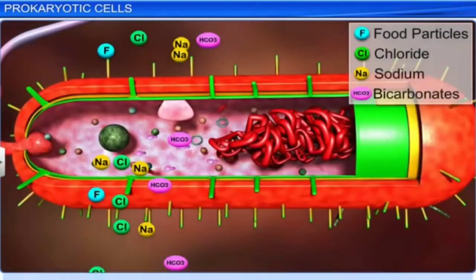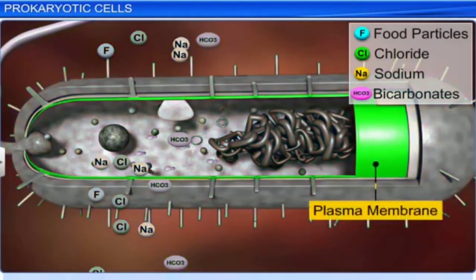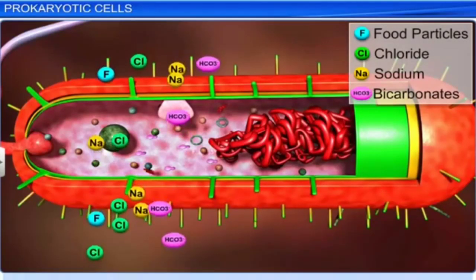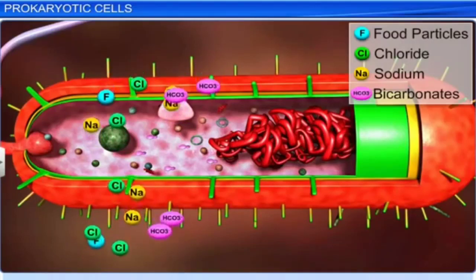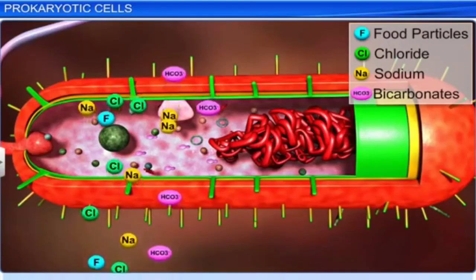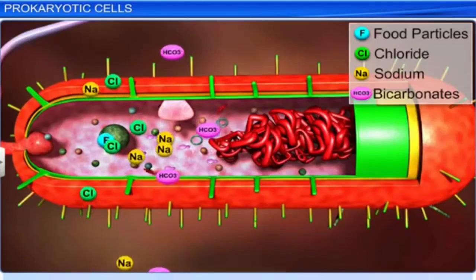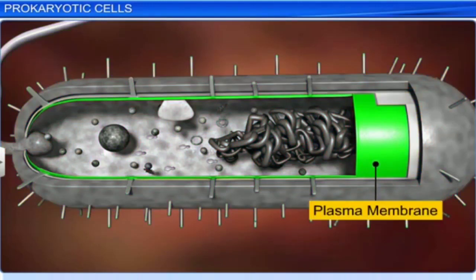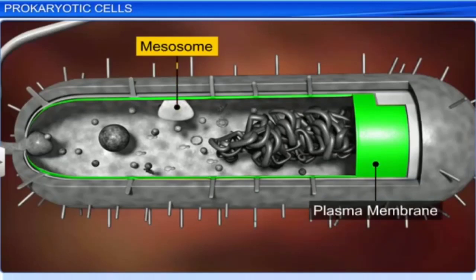The cell wall is followed by the semi-permeable plasma membrane, which controls the entry and exit of small molecules like food particles and ions like chloride, sodium, and bicarbonates. Often, the plasma membrane extends into the cell, forming the mesosome, a membranous structure seen in the form of vesicles, tubules, and lamellae.